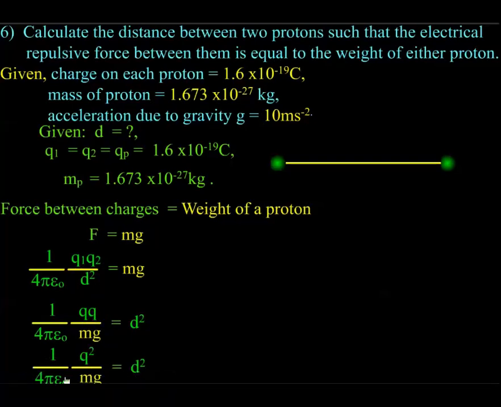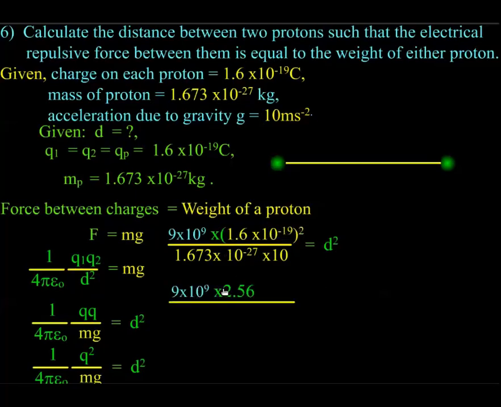We know 1 over 4 pi epsilon is 9 into 10 to the power of 9, and q value is given. So that is 1.6 into 10 to the power of minus 19 square divided by mg. Mass is given, so it is so much, into g it is 10. This is equal to d square, this one. And here 1.6 into 10 to the power of minus 19 square is there.